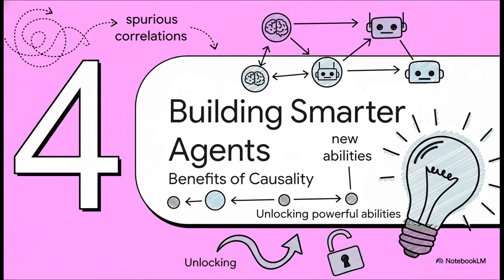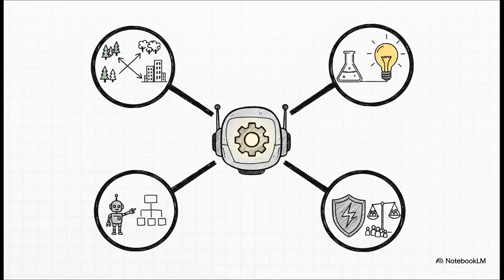Now, fixing these fake correlations is awesome, but believe me, that's just the tip of the iceberg. Once an AI can think causally, it unlocks a whole suite of new superpowers. We're talking about agents that can generalize to new situations, learn way faster with less data, actually explain why they made a decision, and even act more safely. Let's just zoom in on a couple of these for a second.